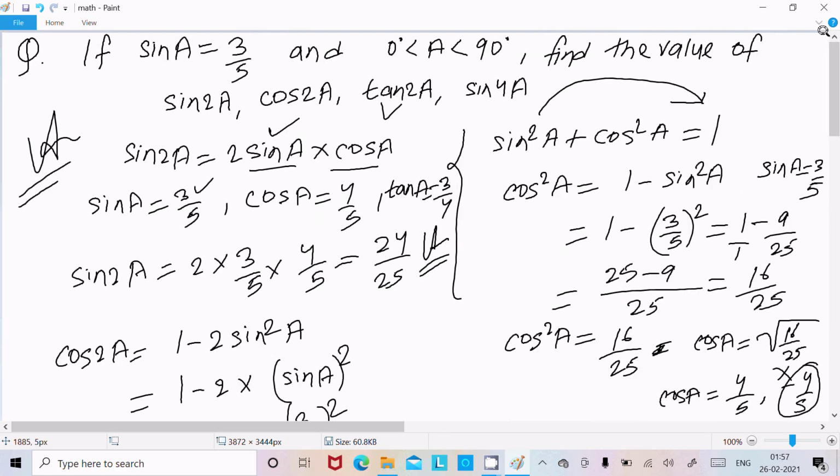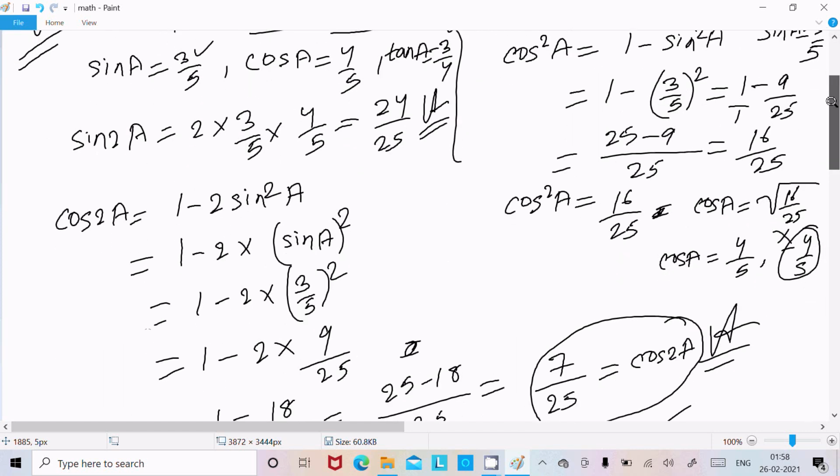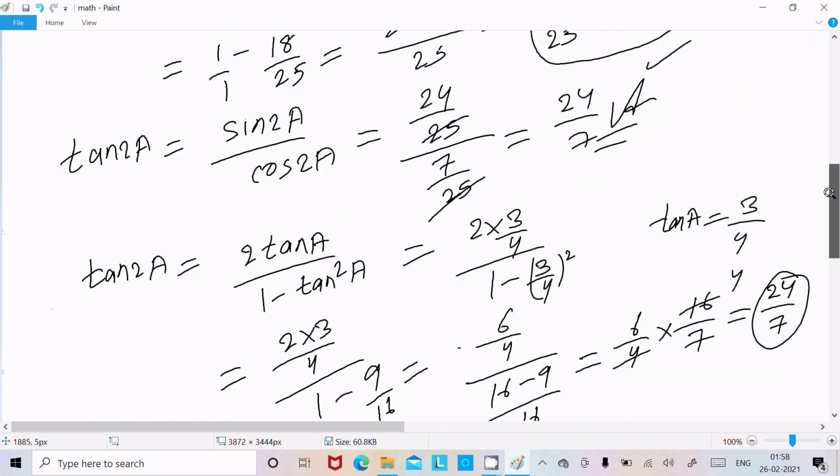So this is the way we can calculate sin 2A, cos 2A, tan 2A, sin 4A. So formula must be remembered. After that you can easily get the output.